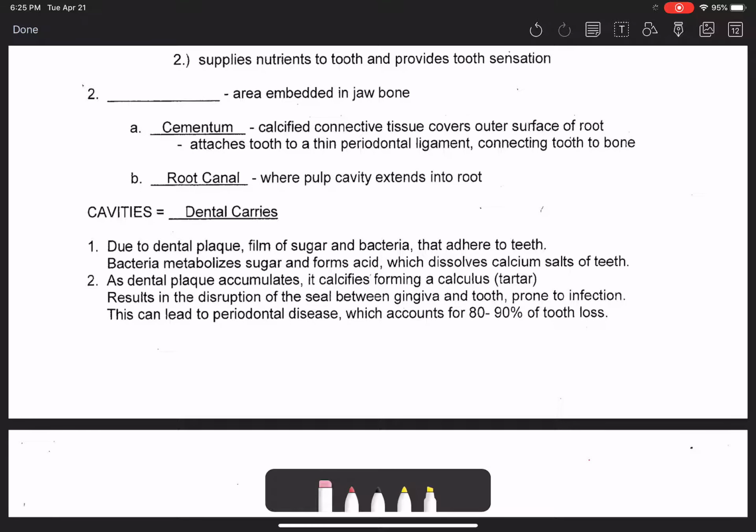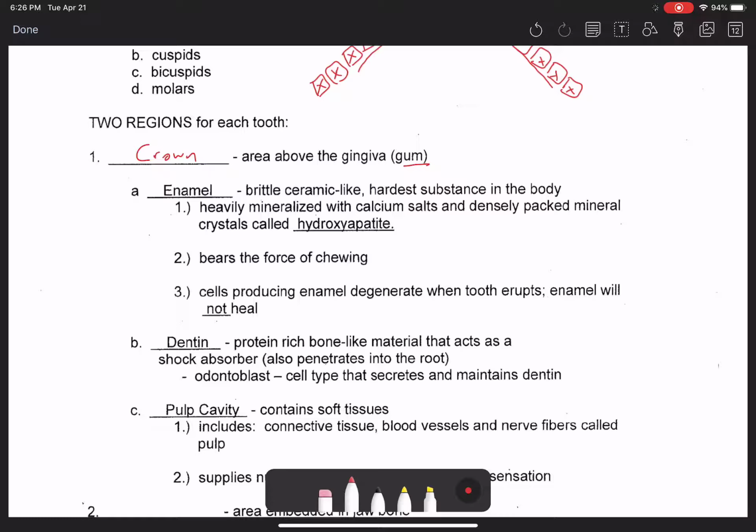It's made up of the calcium salt known as hydroxyapatite, which is the same stuff that makes up the matrix of bone. It's really, really tough stuff, but it's even more dense than bone. It bears the force of chewing. The cells producing enamel degenerate when the tooth actually erupts. That means when it comes out, so you can see it, and the enamel will not heal itself. So basically what you're born with is what you get.